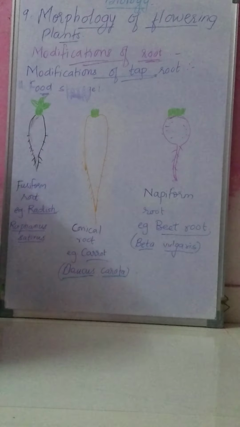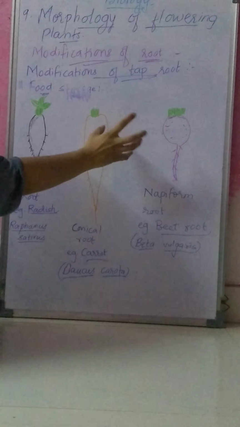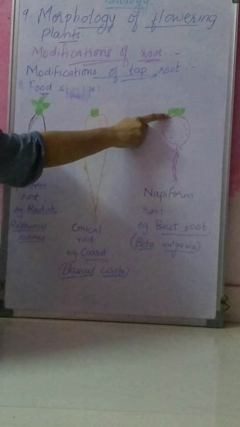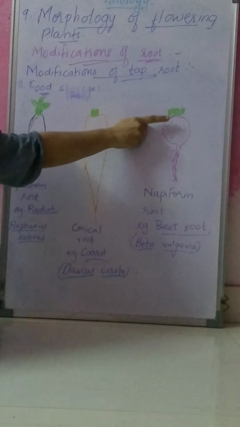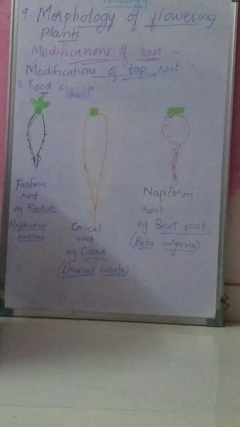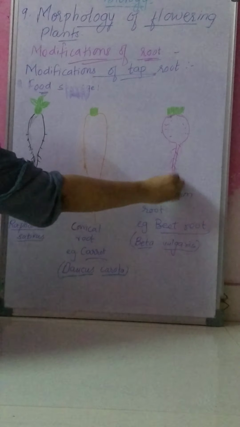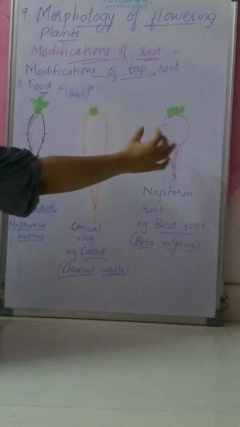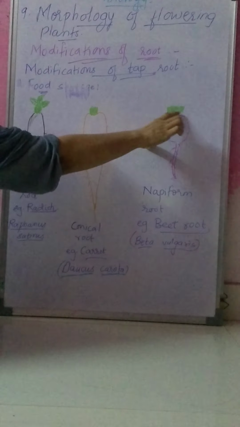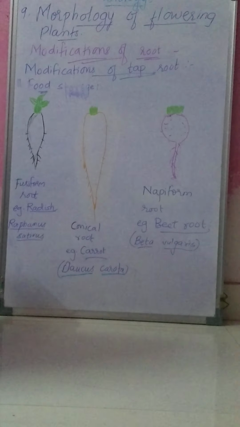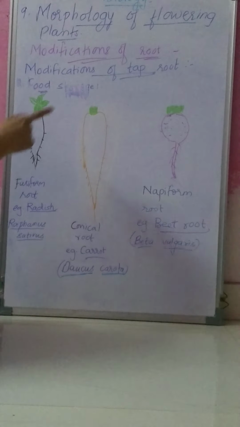If you see napiform root, the base of the root is highly swollen, almost spherical in shape, and it abruptly tapers at the apex. It abruptly narrows down towards the apex, whereas the base is broader and spherical in shape. This is about napiform root.